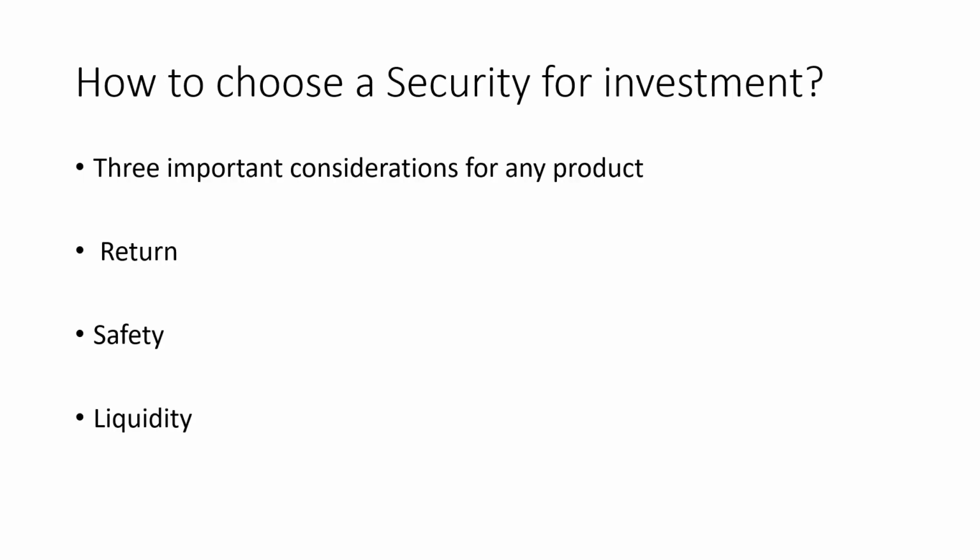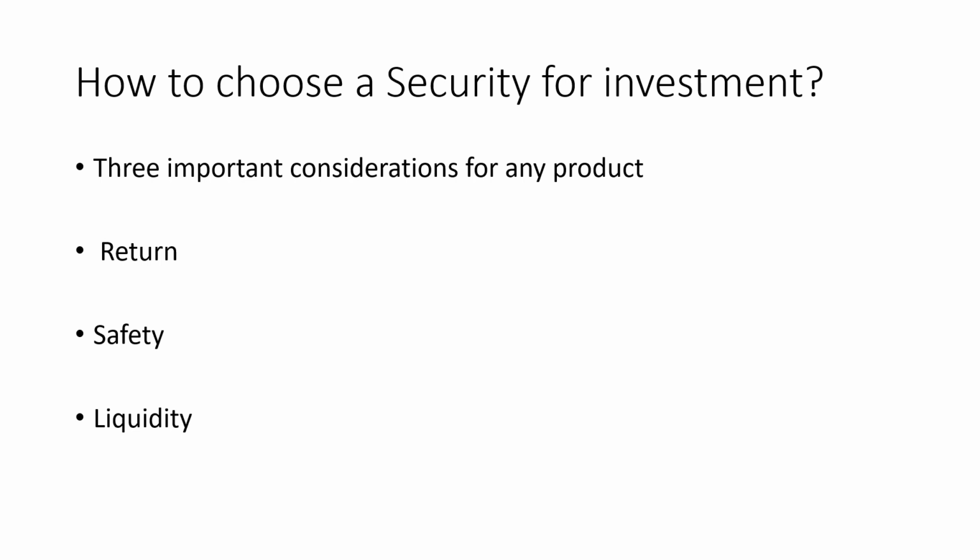So now the next question which comes to your mind is how to choose a security for investment. But before going for investment, you have to understand that there is no thumb rule, because every investor has a different appetite. He or she has a different financial objective, but more or less we generally compare three things for zeroing in on a security.